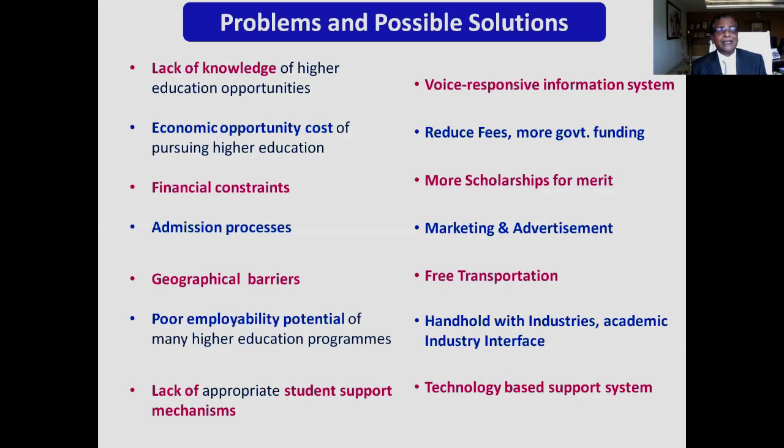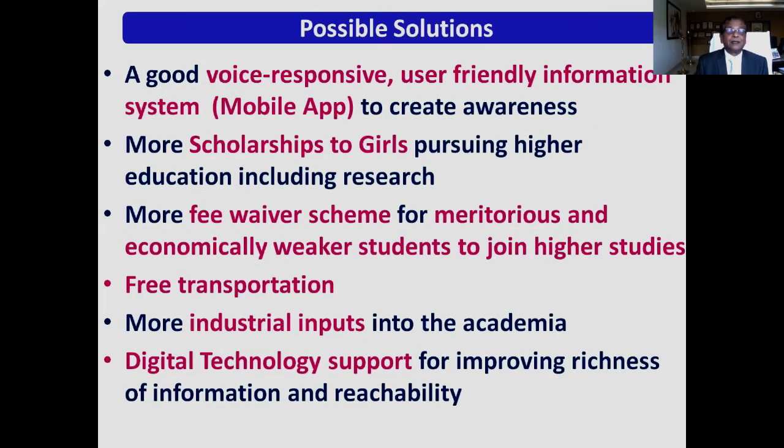Now the lack of knowledge of higher education opportunities will be solved by a voice response information system. It has already started in many universities. Economic opportunity cost can be addressed by reducing the fees and more government funding, more scholarships for merit, marketing and advertisement, free transportation, tie-ups with industries, the academic industry interface, and a technology-based support system. All these are possible solutions for implementing this new Education Policy 2020 and reaching the public. These are the possible solutions I told.